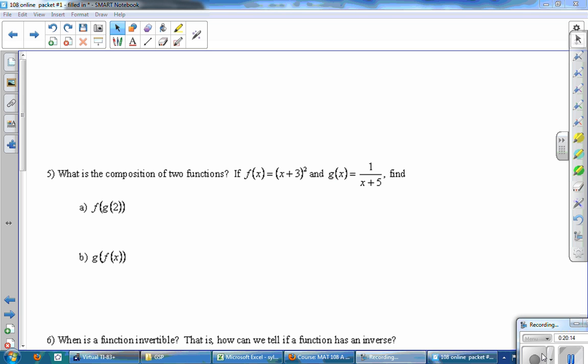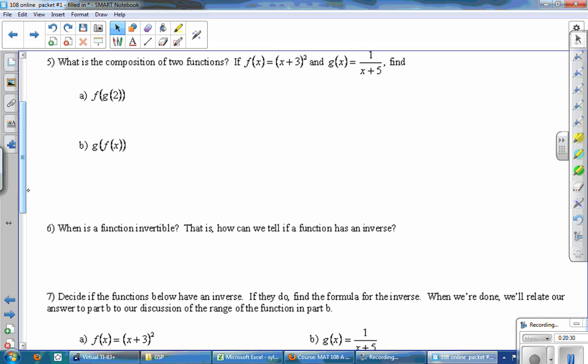Number 5, what is the composition of two functions? If f of x equals (x plus 3) squared and g of x equals 1 over (x plus 5), find part A, f of g of 2, and then part B, g of f of x. So hopefully you've seen composition of functions before. If you have, pause the video here, fill in one or both of the answers to these problems, and then come back. Otherwise, you can just wait a few moments and we'll do it together.